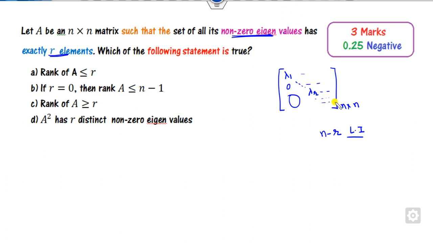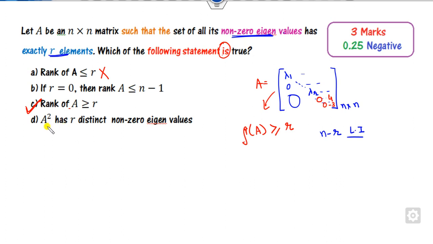It may be this is 4, this is 0, this is maybe minus 3. So what is the meaning of that? It means the rank of this matrix A is at least R. The rank of this matrix A is at least R. So this value is cancelled out. This value is correct. Since only one option is correct, that is our right answer.